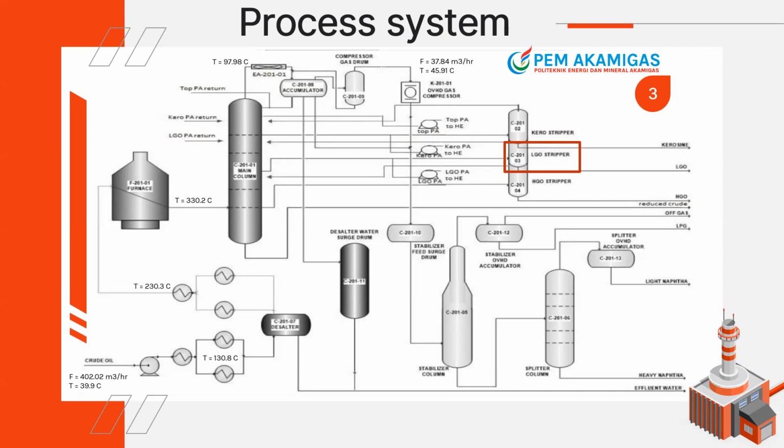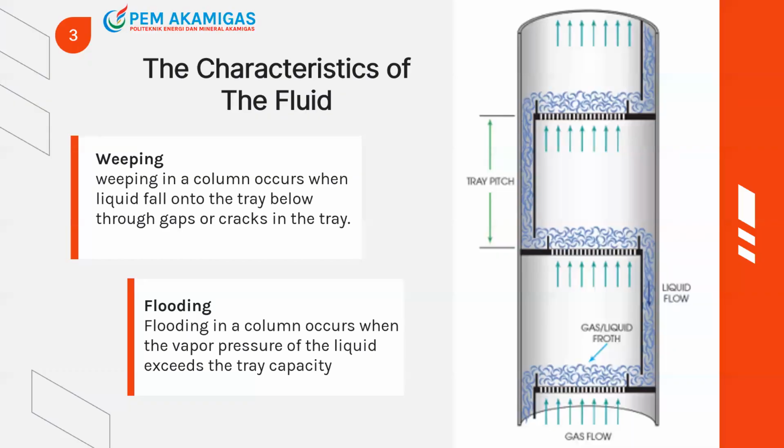Overhead gas coming out of the top of the column is injected with NH3 and corrosion inhibitor. Okay, let's go to the characteristics of fluid on the tray, which are of two types. Weeping is when the vapor pressure is too low and the liquid drops into the tray below. The impact is the disruption of the dispersion that could occur between the heavier components at the bottom of the column and the lighter components at the top of the column. This can lead to contamination of the top product by the bottom product.